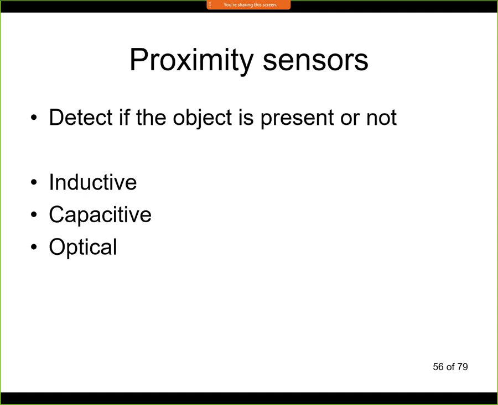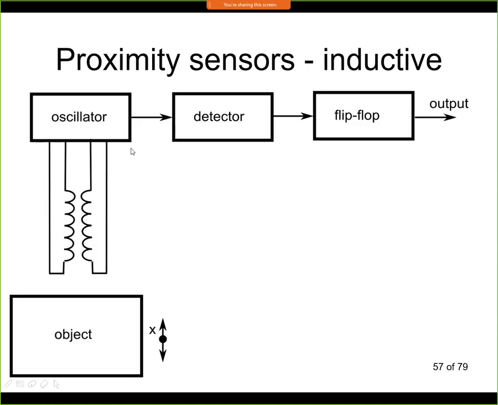One will be based on inductivity, one will be based on capacity changes, and one will be based on optical properties. We will see that some of them can be used in all applications, and some of them can be used only for a specific group of objects. So we'll need to limit it based on the material of the object that we're detecting, or based on the color, based on the transparency, and so on. So let's take a look first at the inductive sensor.